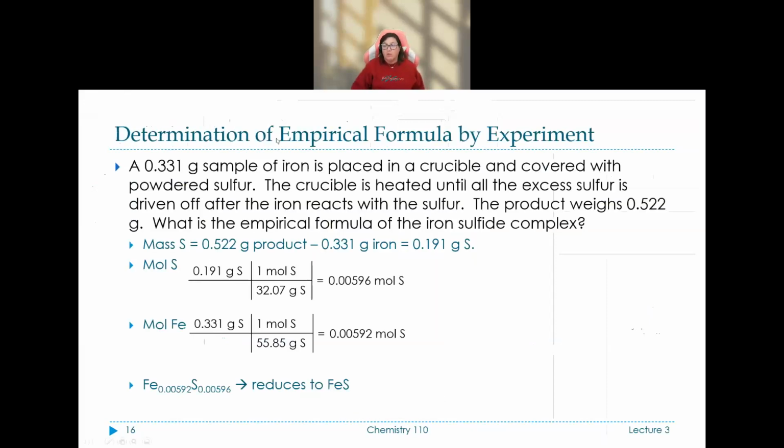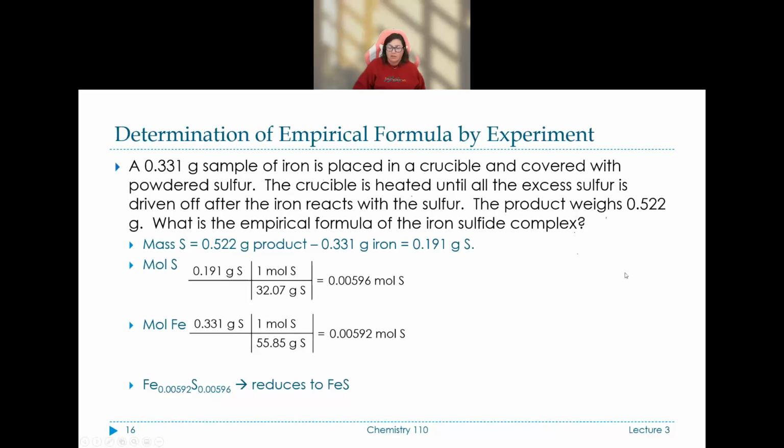Determining the empirical formula by experiment. Well, actually, we just kind of talked about this. I say that I have a 0.331 gram sample of iron. It's placed in a crucible and covered with powdered sulfur. The crucible is heated until all the excess sulfur is driven off after the iron reacts with the sulfur. The product weighs 0.522 grams. What is the empirical formula of the iron sulfide complex?